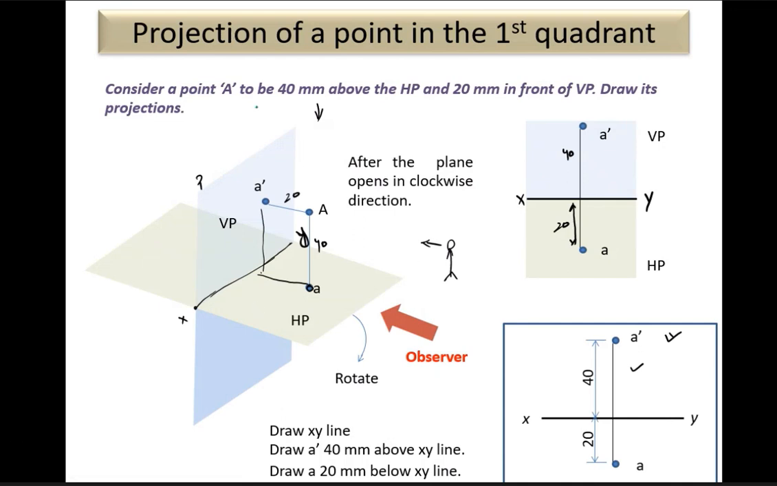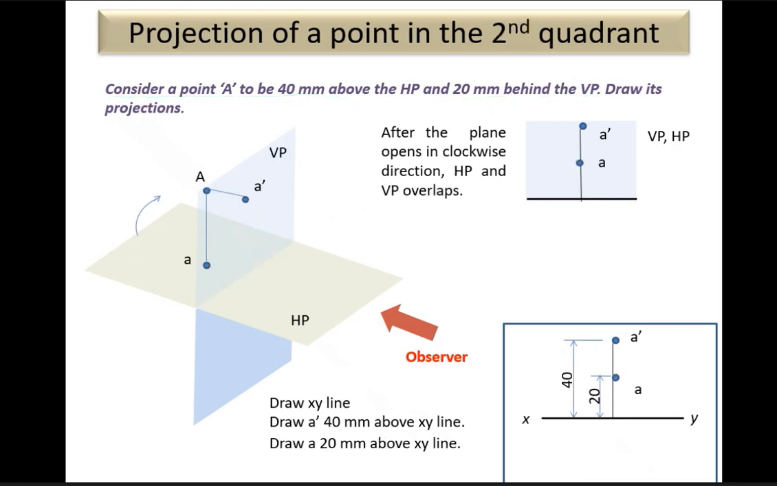This we have already discussed. We have considered a point which is 40 mm above HP and 20 mm in front of VP. So by reading this line only, you should be able to imagine where the point lies. So it will lie in the first quadrant, and in the first quadrant, the HP will open like this. What will happen in the second quadrant? As we have discussed, this will always open in clockwise direction.